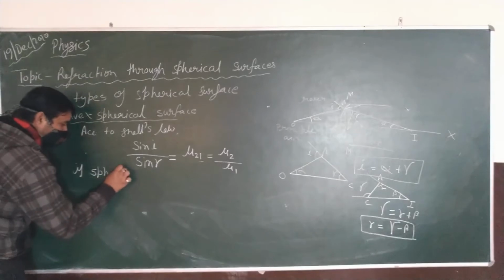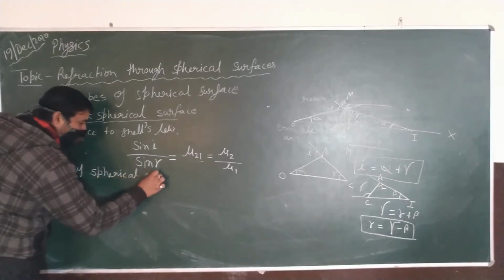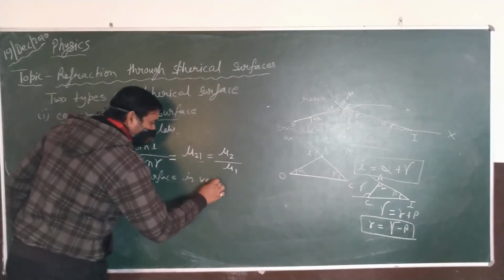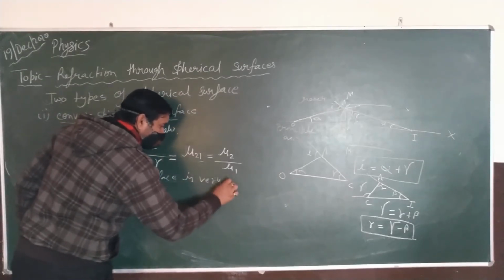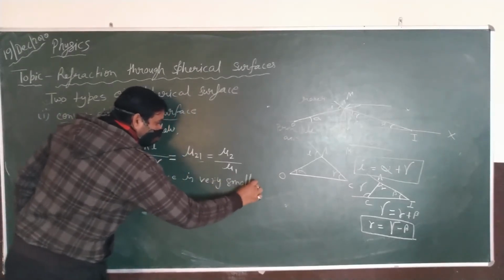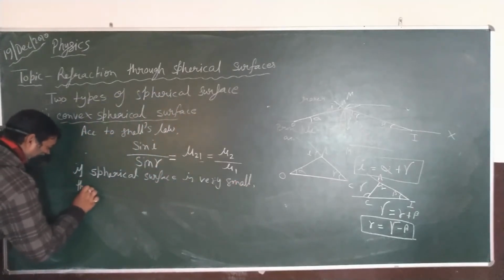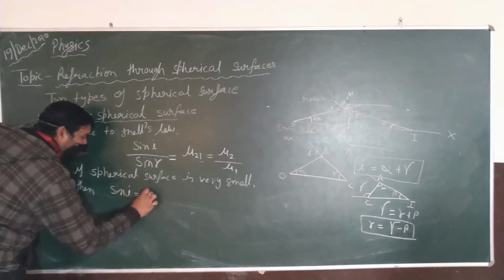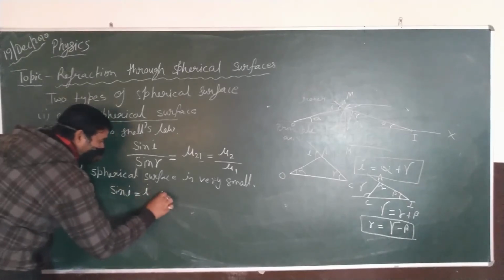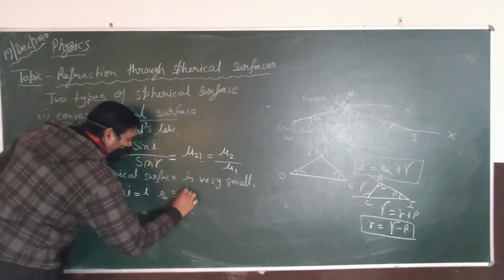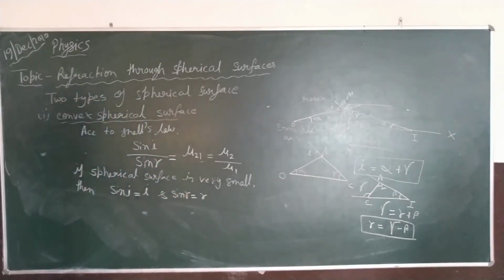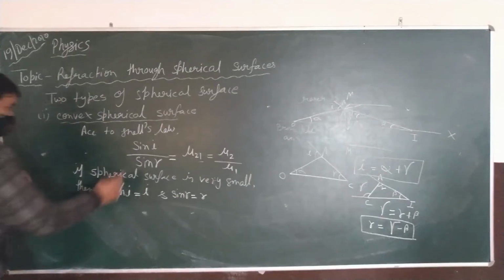Now, if the spherical surface is very small, then sin i is equal to i and sin r is equal to only r, for small angles.